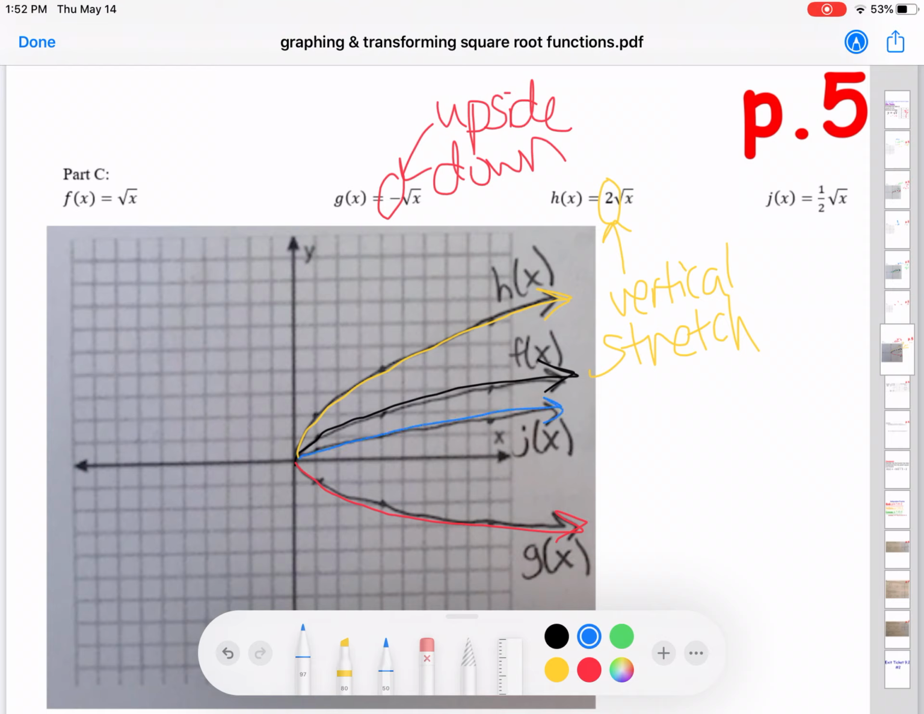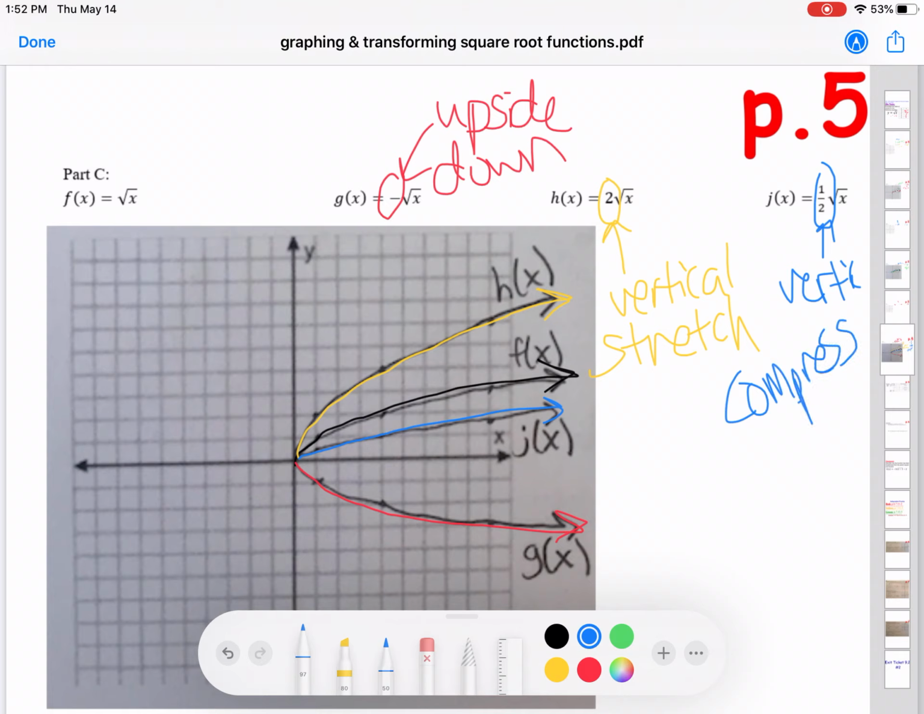And finally, for our j of x, that's this one down here. Now, j of x, again, you'll notice it still has that shape, but this one rises a little bit more slowly. It's not quite as steep. So the effect that this 1/2 has out front is that the graph has been vertically compressed. It's almost like I took my fingers and I kind of smushed the graph to make it not grow as much.